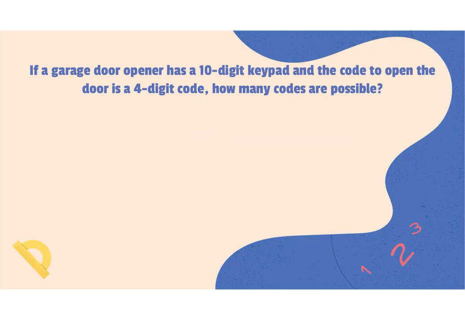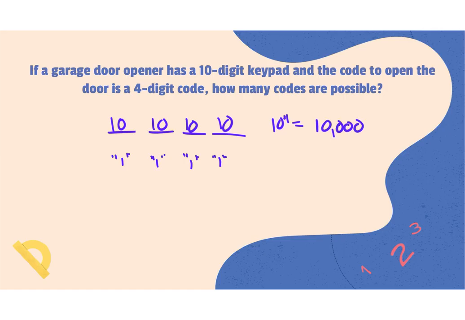Okay, a garage door has a 10-digit keypad, and the code is a 4-digit code. How many options are possible? Well, we have a 4-digit code, and I can repeat the number. So I could in theory have 1, 1, 1, 1. That's an option. So that means I've got 10 times 10 times 10 times 10, which is 10 to the 4th, or 10,000 choices. So I've got 10,000 options for that one.